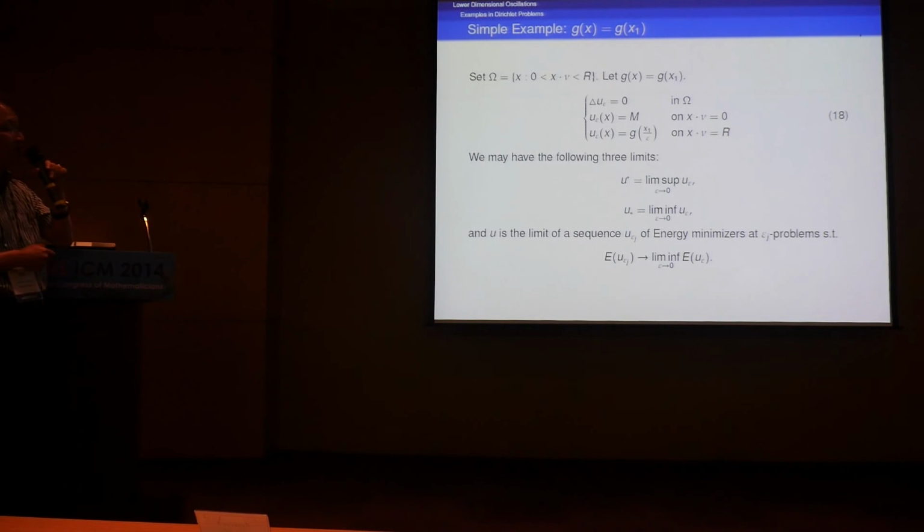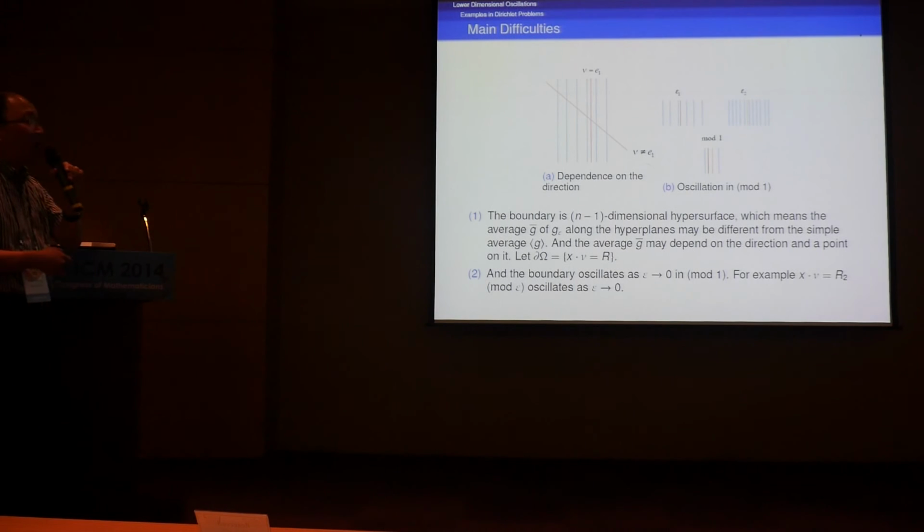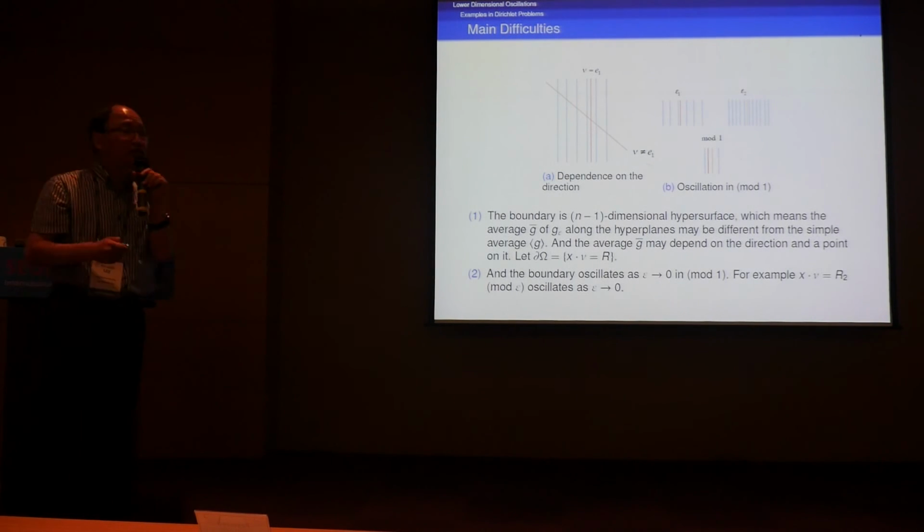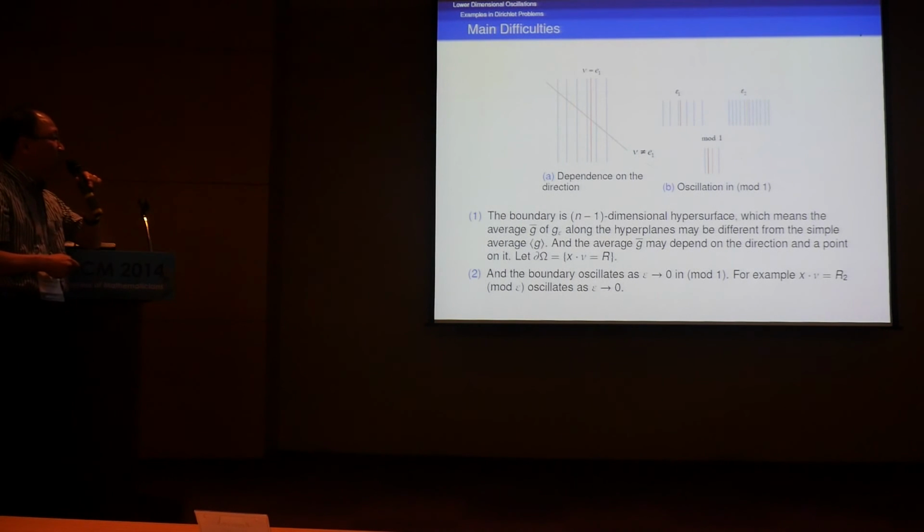And to understand the issue, let's consider a very simple case. We have a Laplacian and the boundary data. One boundary is fixed and the other boundary data is oscillating. And there are three possible limits of energy, limits of energy minimizers. Then there are serious difficulties in those directions. So the first difficulty is the following, the dependence on the direction.